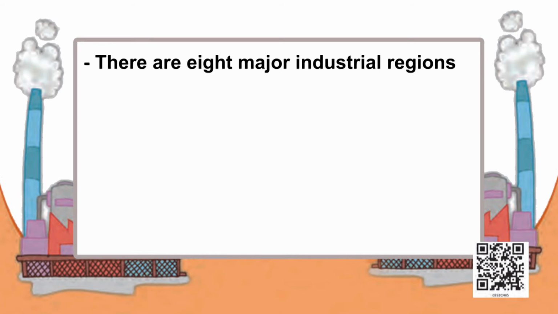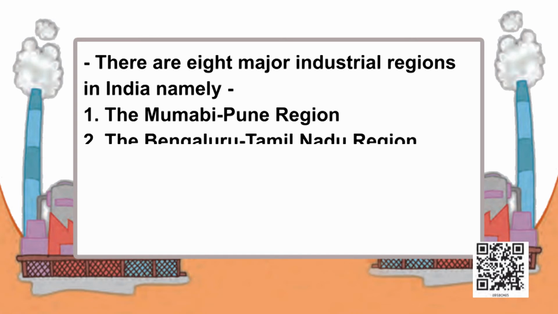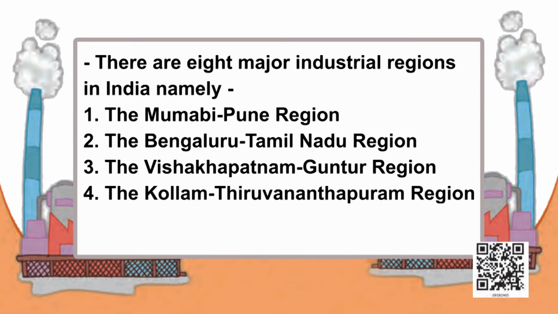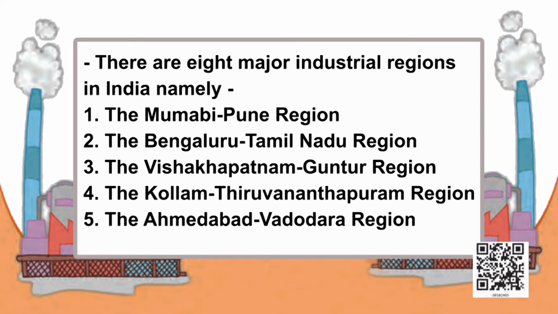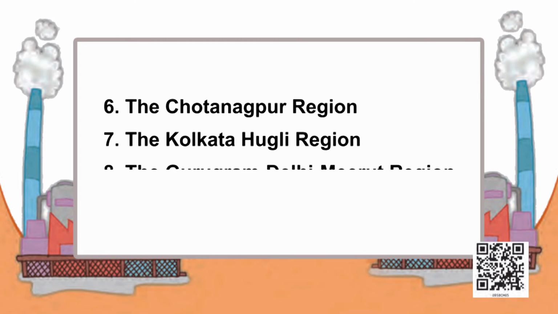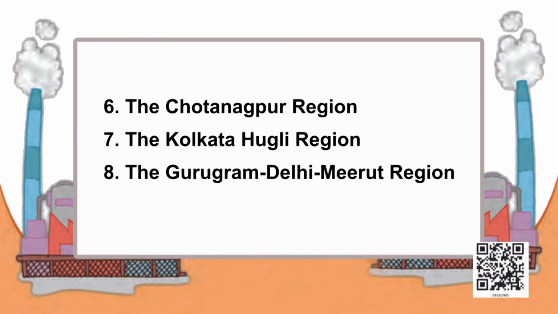There are 8 major industrial regions in India, namely the Mumbai-Pune region, the Bengaluru-Tamil Nadu region, the Visakhapatnam-Guntur region, the Kollam-Thiruvananthapuram region, the Ahmedabad-Vadodara region, the Chota Nagpur region, the Kolkata-Hooghly region and finally the Gurgaon-Delhi-Meerut region.